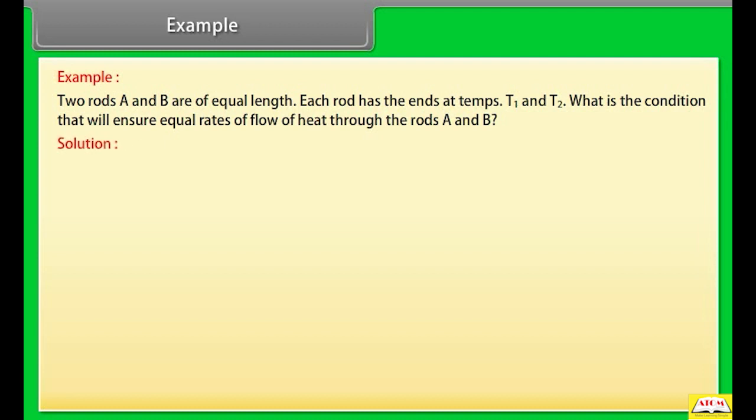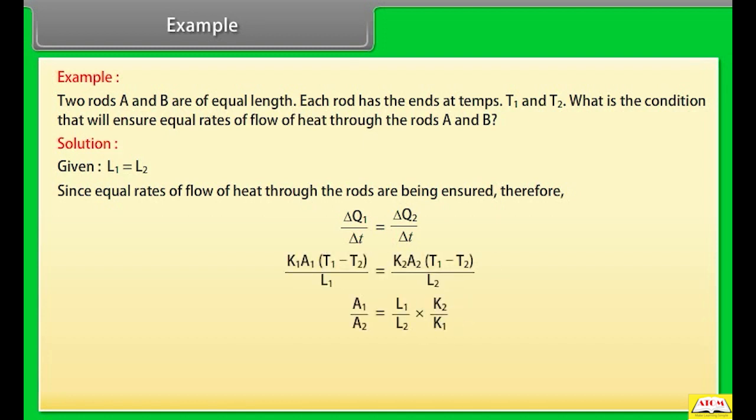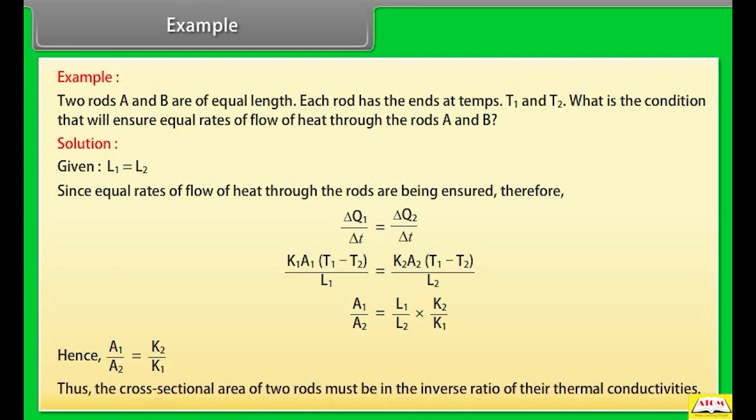Let's see the solution. Given L1 = L2, since equal rates of flow of heat through the rods are being ensured, therefore ΔQ1/Δt = ΔQ2/Δt. On solving the expression, we get A1/A2 = (L1/L2)(K2/K1). Hence, A1/A2 = K2/K1. Thus, the cross-sectional areas of the two rods must be in the inverse ratio of their thermal conductivities.